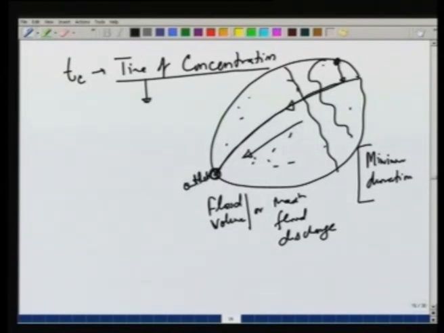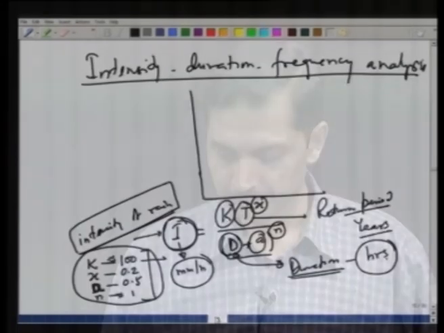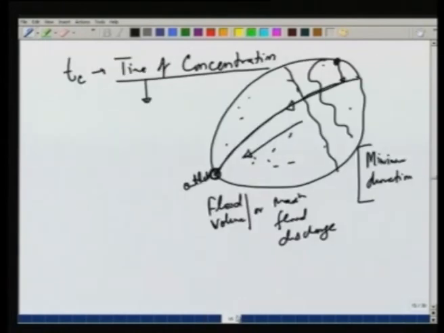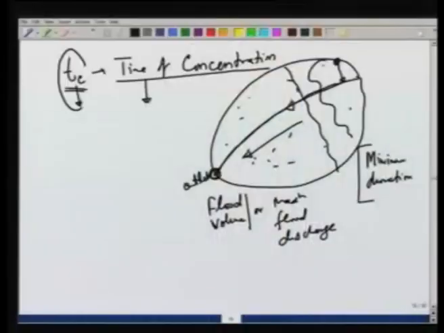So, the time taken from the farthest point to the outlet is the time of concentration, and since the intensity, we have seen, as the duration increases the intensity decreases. So, if we want the maximum intensity, duration should be at a minimum and Tc is that minimum duration. So, generally when we use the intensity duration frequency curves, we take the duration as the time of concentration, because that is the minimum duration which we should take.